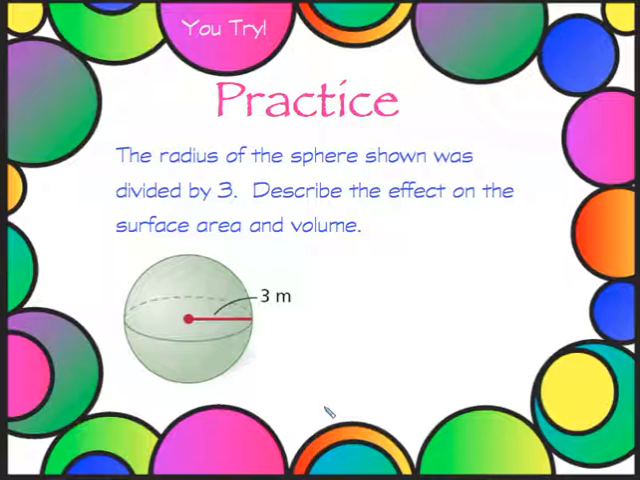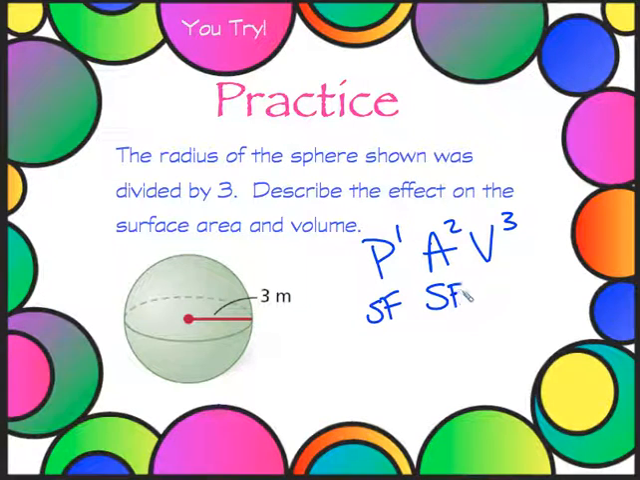All right, this is also a U-try, so you may want to pause it. I'm going to go ahead and read it. The radius of the sphere shown was divided by 3. Describe the effect on surface area and volume. So we've talked about this a lot, this PAV 1, 2, 3. So when you change dimensions, the perimeter changes by the scale factor, area changes by the scale factor squared, and volume changes by the scale factor cubed.